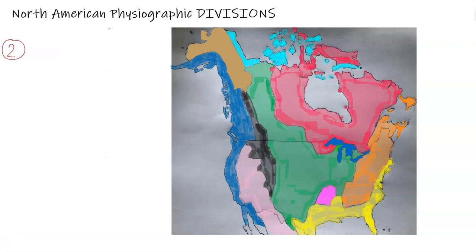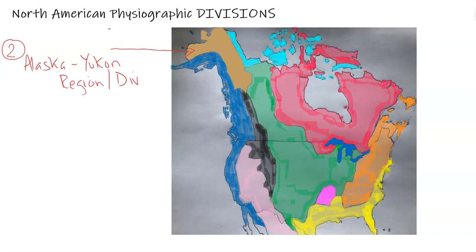Okay, number two is this yellow one right here, or orangey yellow one, mustard color, and it is the Alaska Yukon region or division.